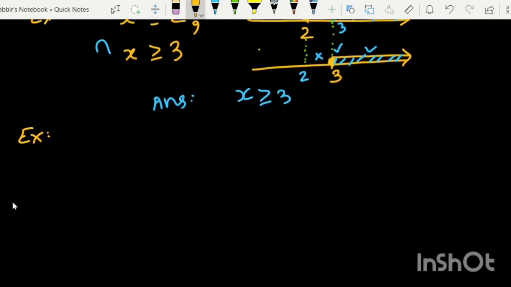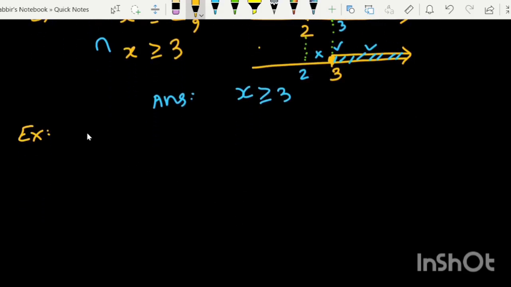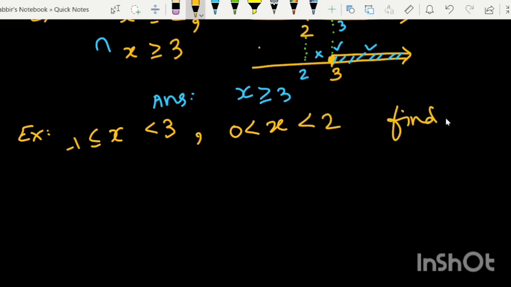Like if I take x between -1 to 3, comma, x 0 to 2, find x. Since comma is given, we have to find what? We have to find the intersection. So first we will plot the two inequalities. So we will plot this.